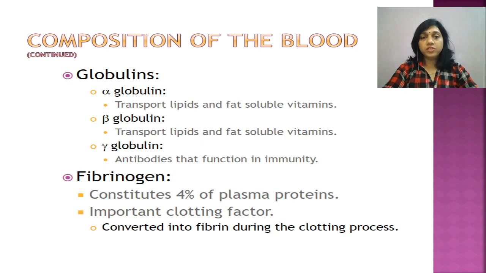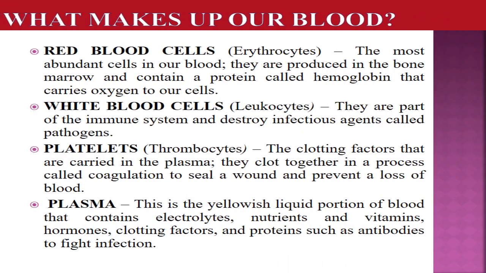Another type of protein present in plasma is known as fibrinogen. It constitutes around 4% of all the plasma proteins, and it is very important in clotting. The blood gets coagulated or clotted because of this protein. In normal condition, it is present in inactive form, but as soon as there is an injury or the blood comes in contact with the air, the fibrinogen is converted into fibrin and it forms a blood clot. What other things are present in the blood are the different types of cells.